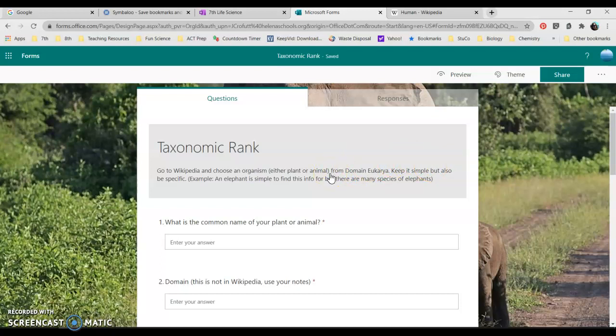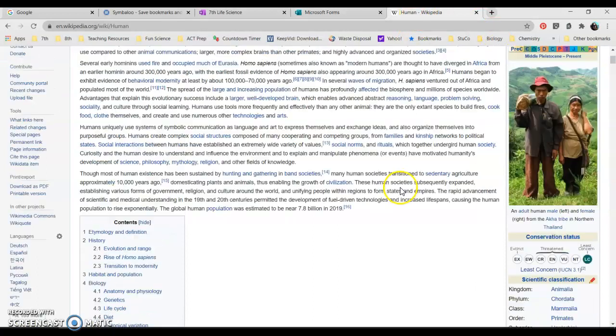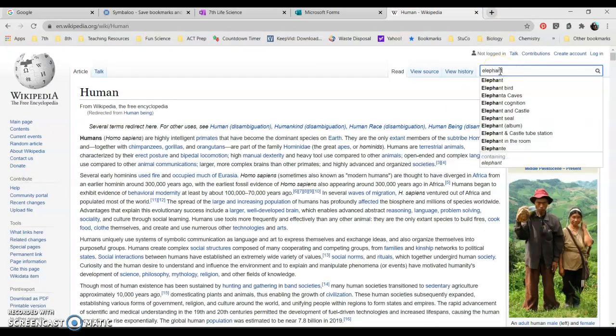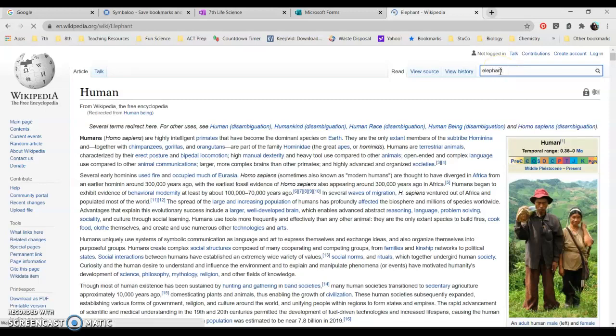I know that kind of sounds weird, but this will be a good explanation for you. An elephant is a pretty simple common animal, right? But there's a lot of different species of elephants, so you're going to have to be specific. Let me show you what this would look like. So I'm going to go into Wikipedia and choose elephant. You guys can't use elephant, sorry.